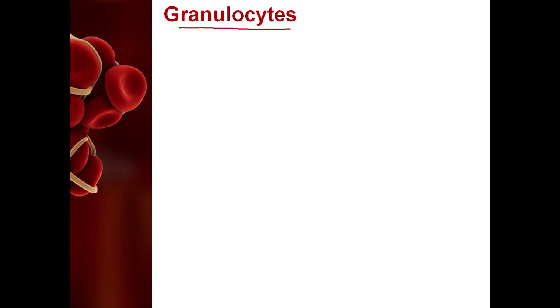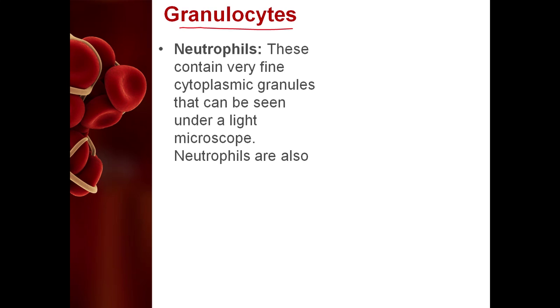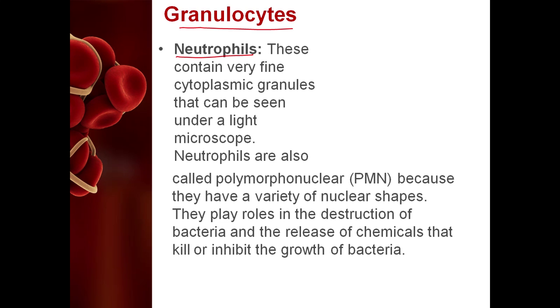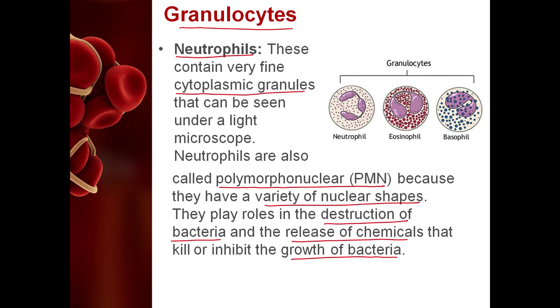Let's talk about the granulocytes here. One of the granulocytes is the neutrophil, and these contain very fine cytoplasmic granules that can be seen under a light microscope. Neutrophils are also called polymorphonuclear cells because they have a variety of nuclear shapes. They play roles in the destruction of bacteria and the release of chemicals that kill or inhibit the growth of bacteria. Again, neutrophils are a type of granulocyte because the granules are present in the cytoplasm. And you can see the structure of neutrophil here, right? Now come to the next slide.